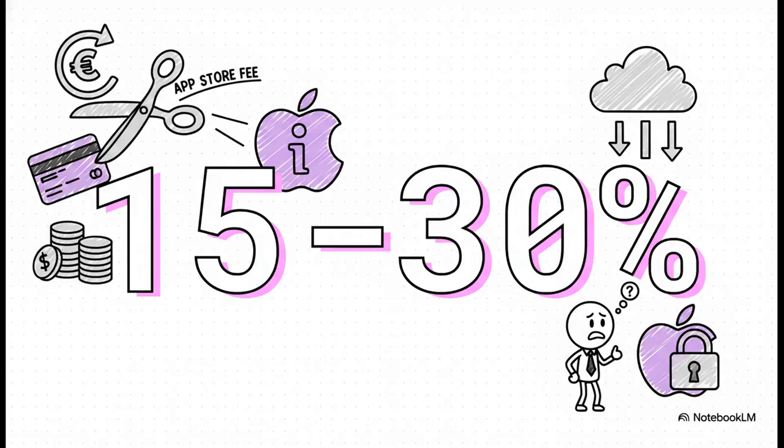And speaking of that payment system, you just need to know this number. It's the cost of doing business in Apple's world. If you sell any digital goods, subscriptions, game items, extra features, you have to use their system. And they will take a 15 to 30% cut. It's a fundamental, non-negotiable rule of the game.